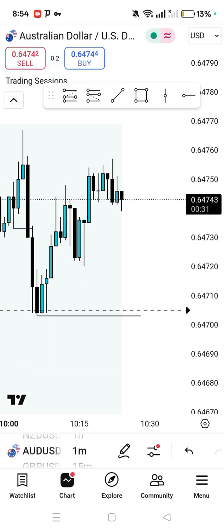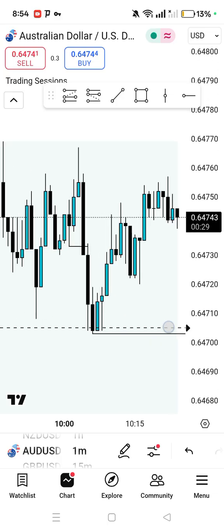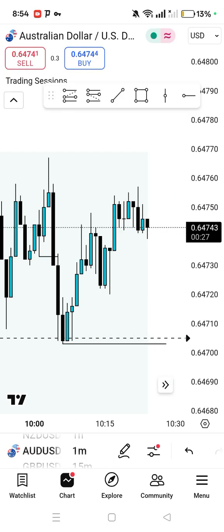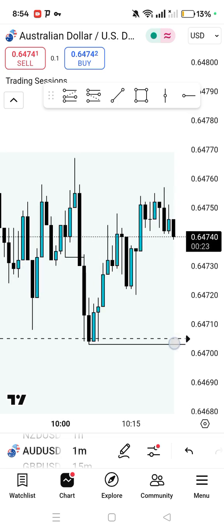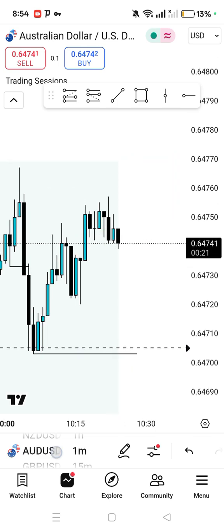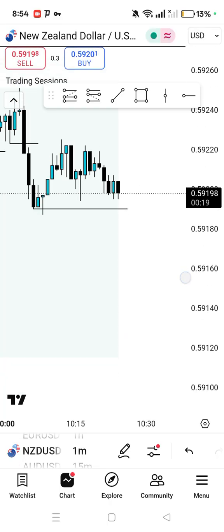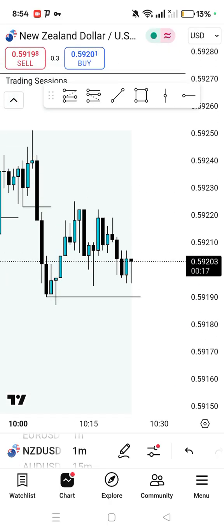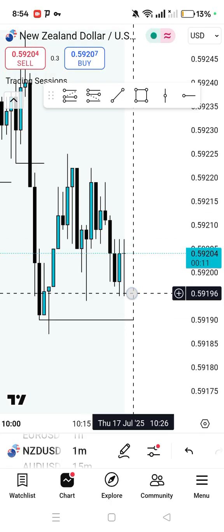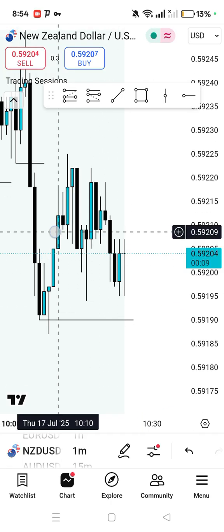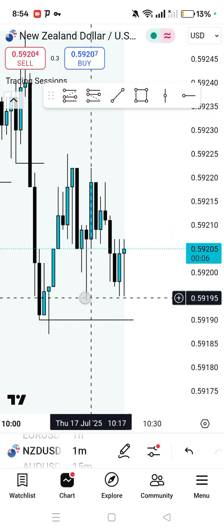Yeah, I feel like AUD is just playing around, honestly. This is playing around, bruh. What is that, bro? Making a new low. One break. It has to break lower than this.